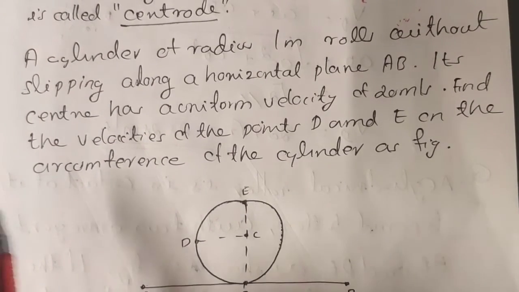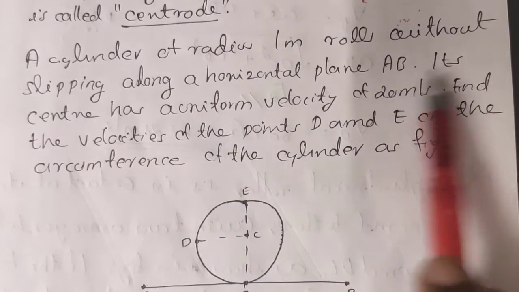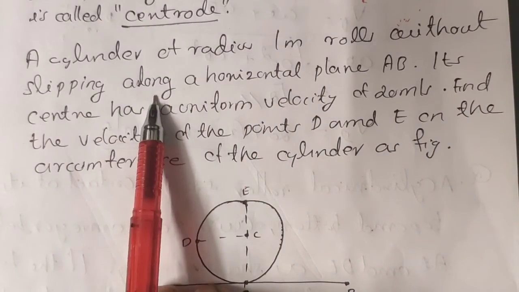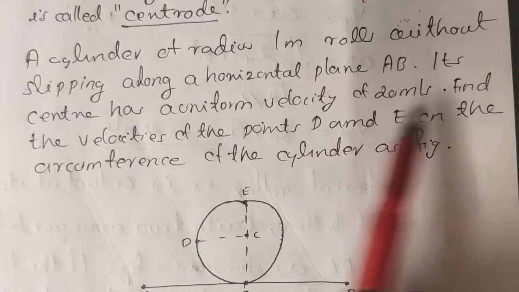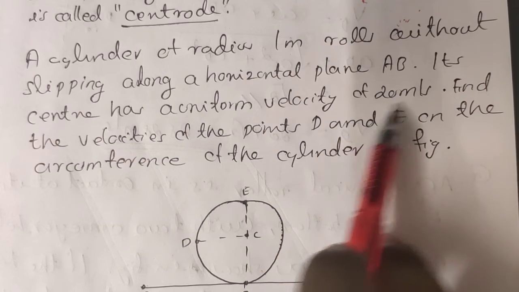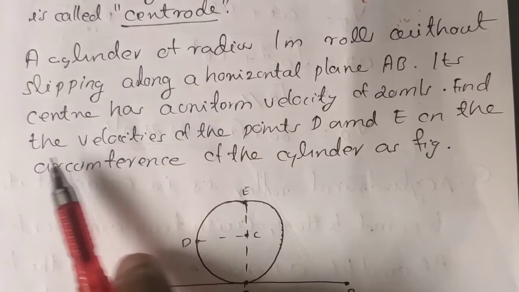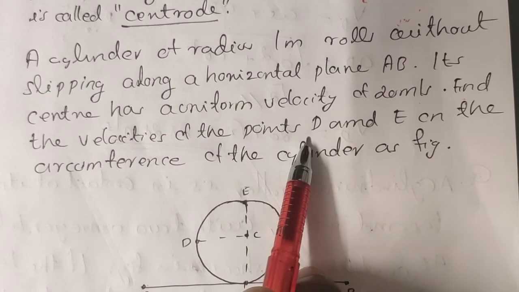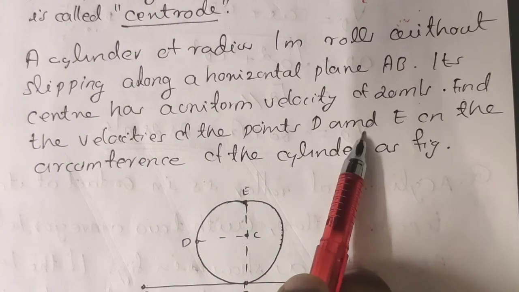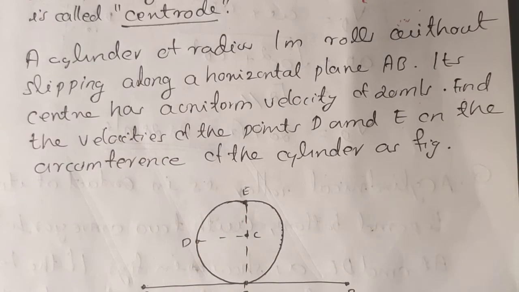Okay, the next problem is a cylinder of radius 1 meter rolls without slipping along a horizontal plane AB. Its center has a uniform velocity of 20 meters per second. Find the velocities of the points D and E on the circumference of the cylinder as in the figure. The figure is also given here.